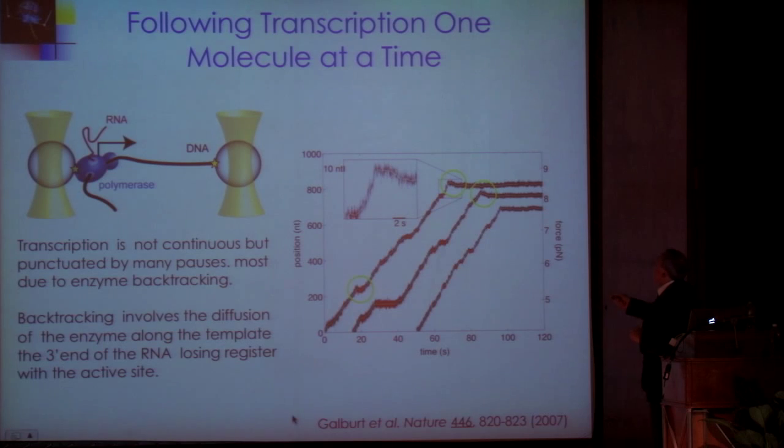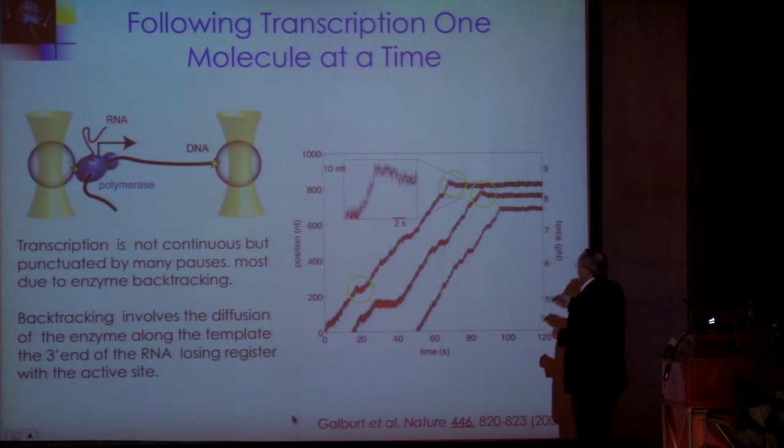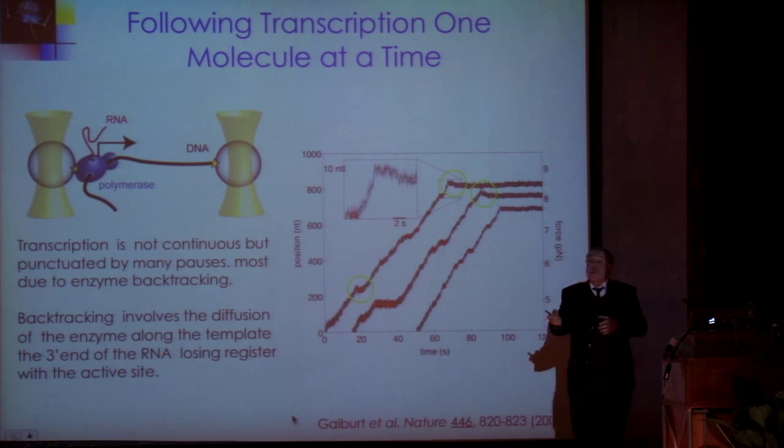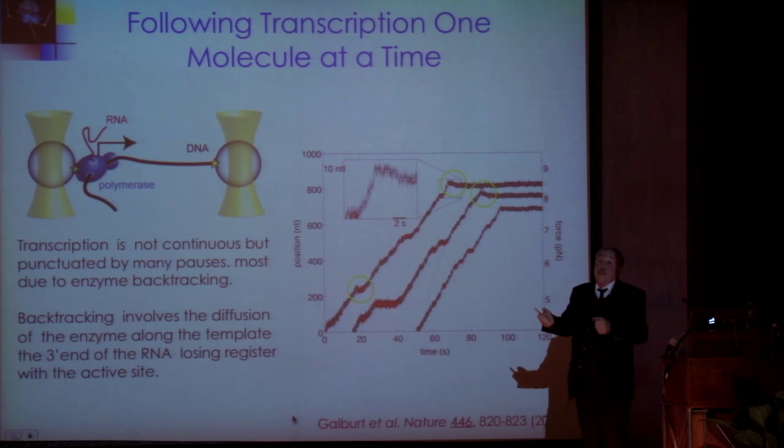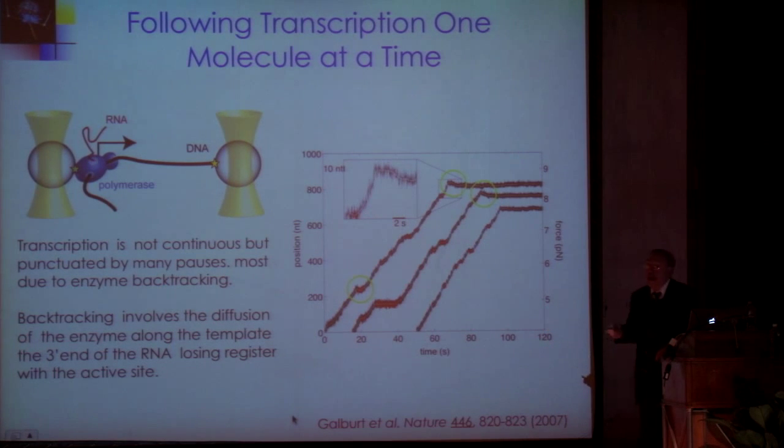In particular, the molecule actually goes backwards during this process. Notice here? The molecule is moving rearwards, and the reason is that the molecule is trying to edit its own copying. If it makes a mistake and incorporates the wrong base, it's able to correct the mistake by cleaving the RNA. But to do that, it has to pause and move backwards, okay? And we can follow this movement directly in real time.